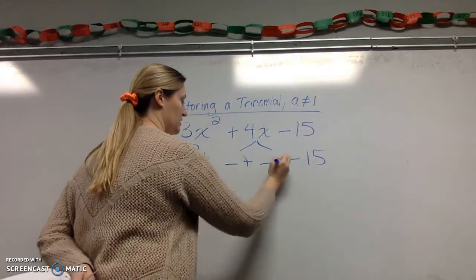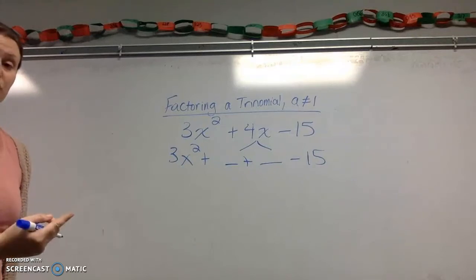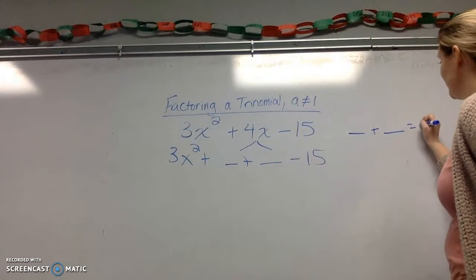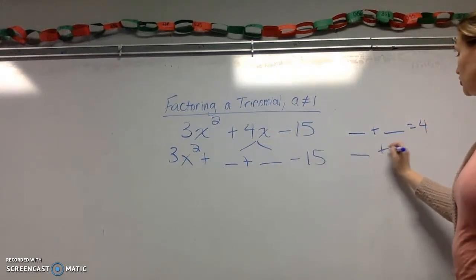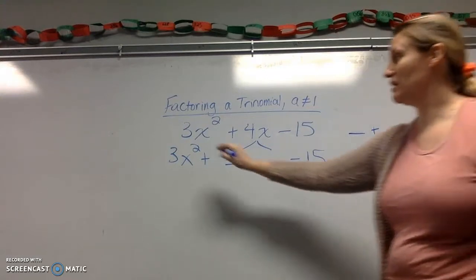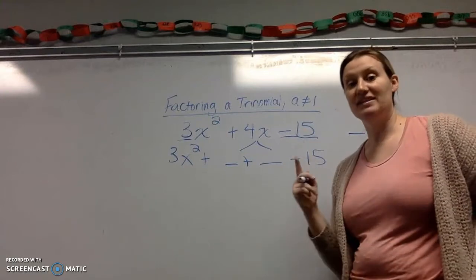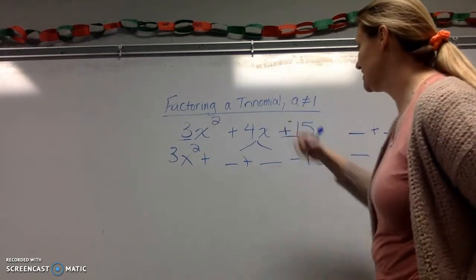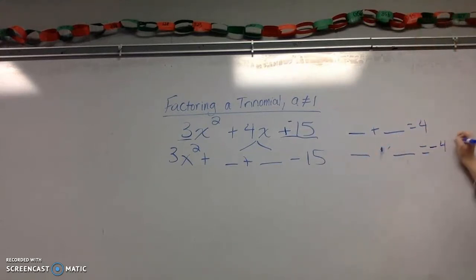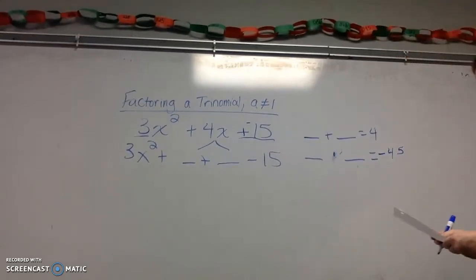So I need two terms there in the middle that'll make up the 4x. Remember, I need two terms that are going to add to give me 4, and those same two terms are going to multiply to give me 3 times negative 15. That is a negative 15. If you need to do this to see that, that's fine, but it is negative 15, and so that is negative 45. Okay? Now what I can do here is write out my factors of 45.